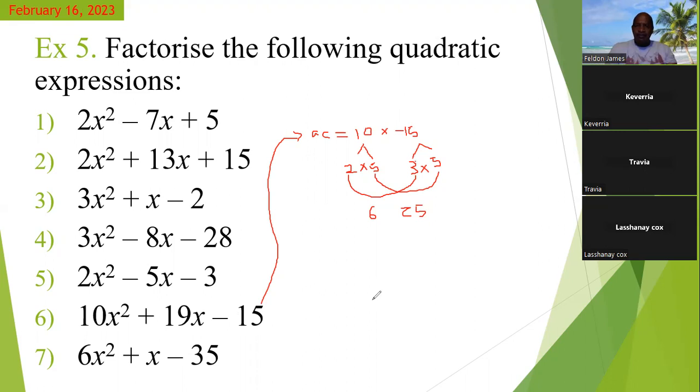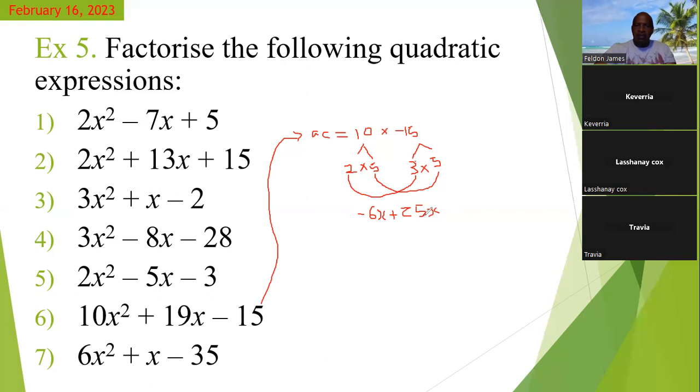Ms. Cox. 25. Are you asking me or are you telling me, Miss? I'm telling you. All right. So if the 25 is positive, then the 6 will have to be negative. So we recombine them: negative 6x, positive 25x.